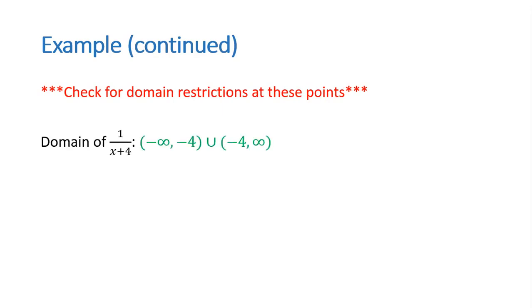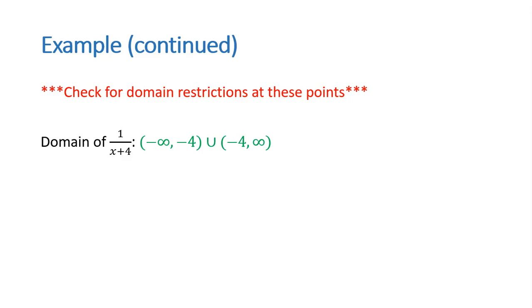So we want to first find the domain of 1 over x + 4. We have a denominator, and the denominator can't be 0. The only thing that would make this denominator 0 is negative 4. Negative 4 plus 4 would give us 0. That's the only way we could have a 0 in the denominator. So our domain is all real numbers except negative 4, split up around that number negative 4. That's our domain for g of x, the inner function.